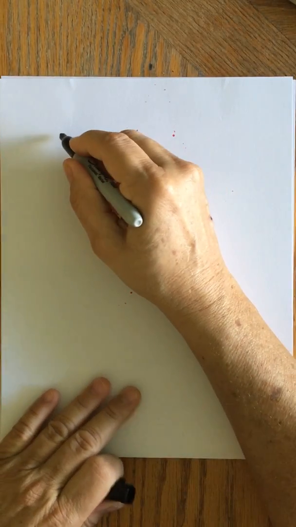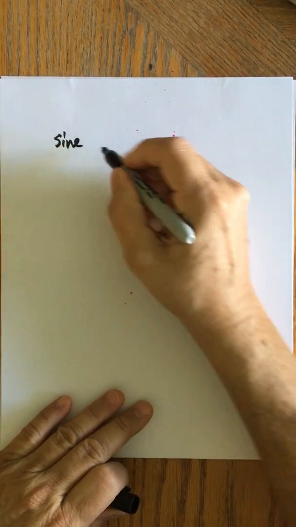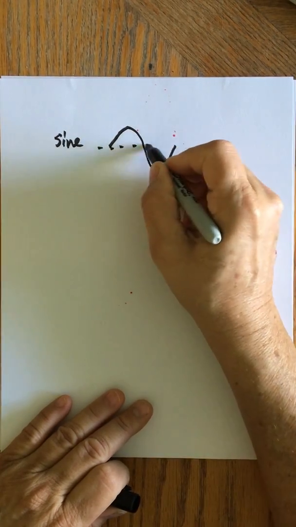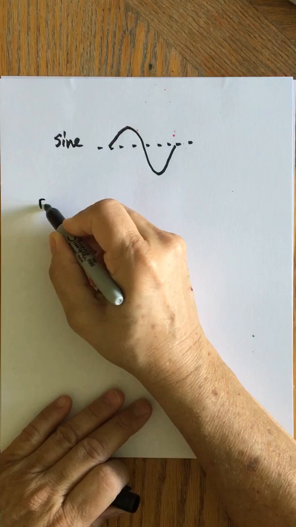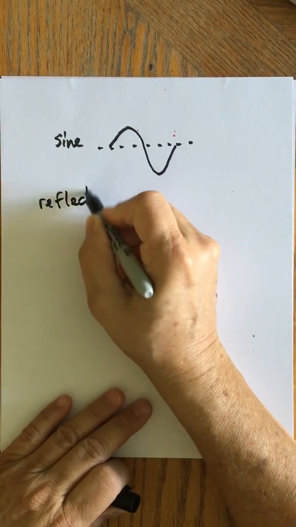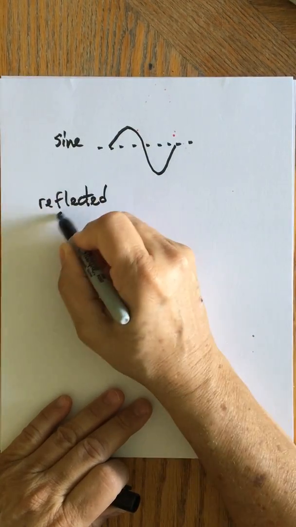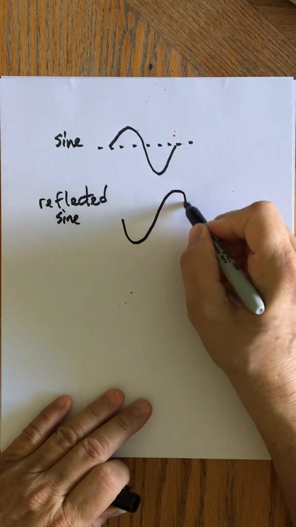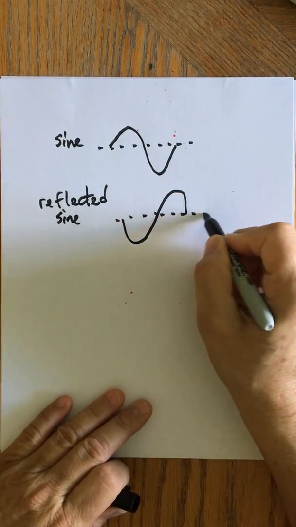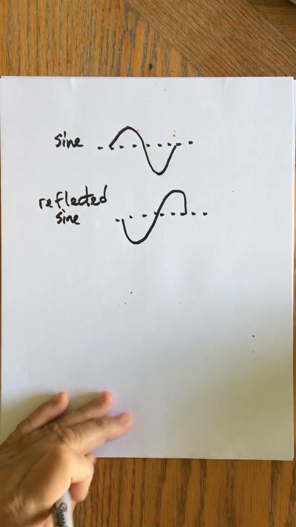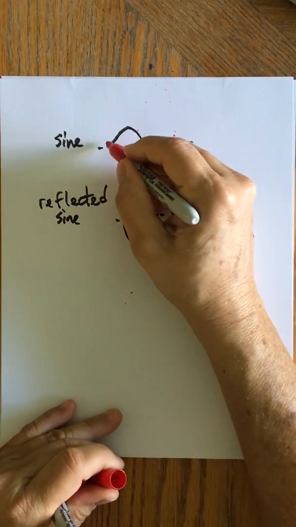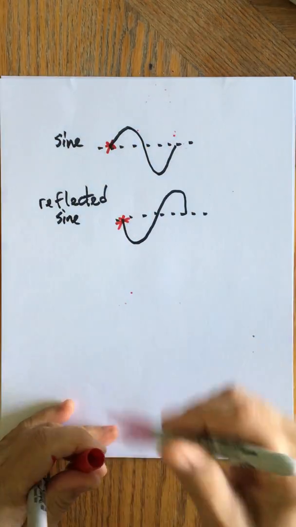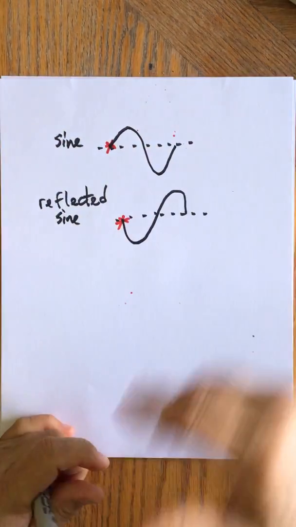Basically, your sine wave looks like this, right? And here's your axis. Your reflected sine looks like this, right? But again, it always starts at the axis. That's the key here, that for a sine wave, you are looking for where the graph crosses the axis right there. That's what you're looking for, okay? Or whether it's reflected or not.